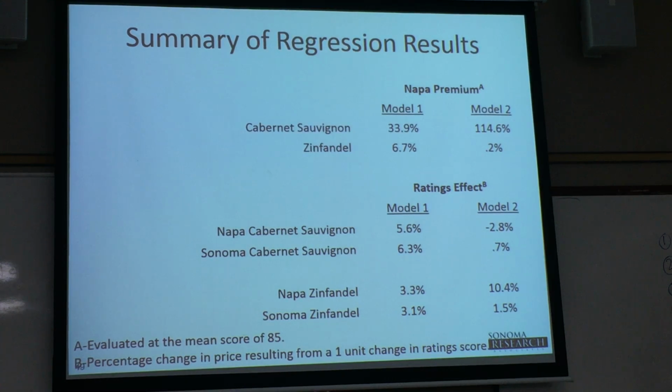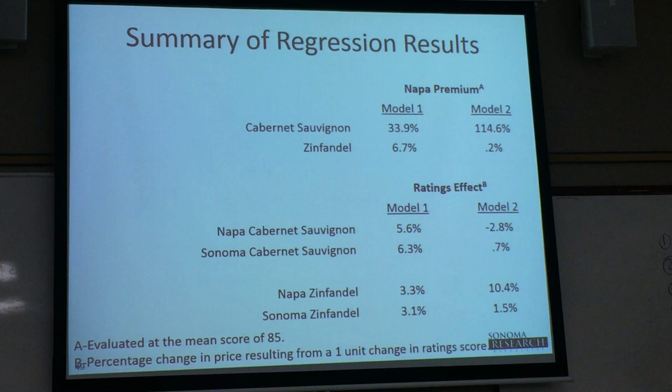What are you talking about? Even closer. The Napa premium? Napa Premium, exactly. So what we're looking at is the Napa Premium, right? And how do we define the Napa Premium? The one that you understood, 33.9%. How did we define it? That was the premium that people were willing to pay in Napa versus Sonoma, for a cab from Napa over an equivalently ranked cab from Sonoma.